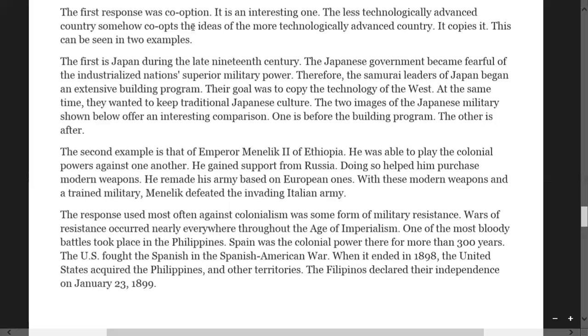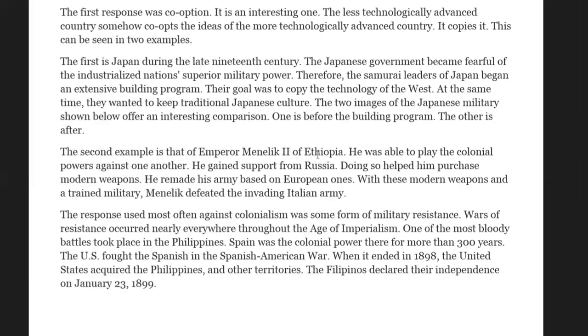So the Japanese are a good example of how a country could resist colonizers by co-opting the technology and the systems they brought. The authors also give another example here of how Ethiopia played Russia off against other European powers to build up their own military to the point where they were able to resist the Italians when they tried to colonize them. So these are two examples of the form of resistance called co-option.